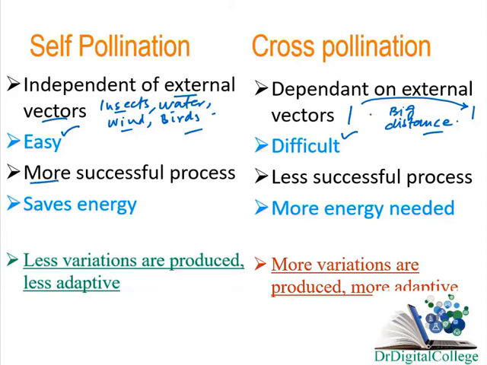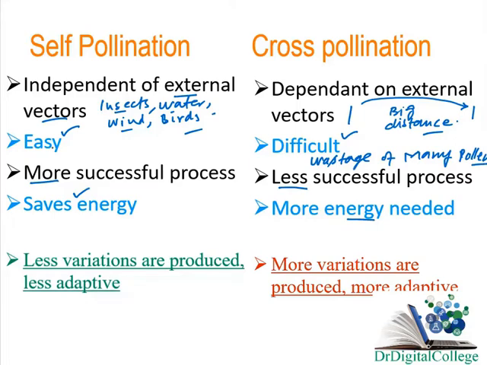While here, as long distances have to be covered in cross pollination, it will be less successful because there will be wastage of many pollens. Many pollen grains can be wasted. That's why it is less successful. As the wastage is less in self pollination, it will save energy, while more energy is required in cross pollination.